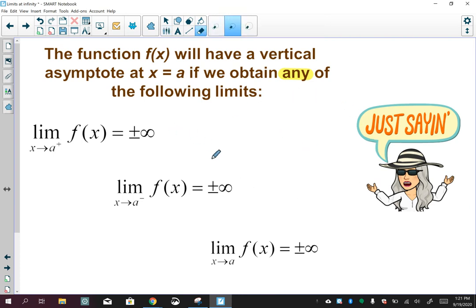And so that's what this is talking about, is that if you approach it from the positive and it's positive or negative infinity, that's going to be your answer. You're approaching it from the left side and it has positive or negative infinity, that's going to be your answer. They all go together.